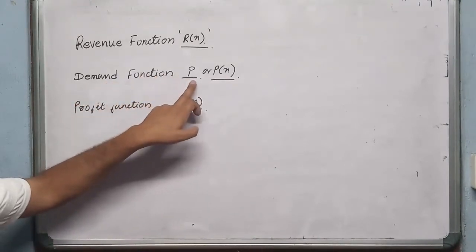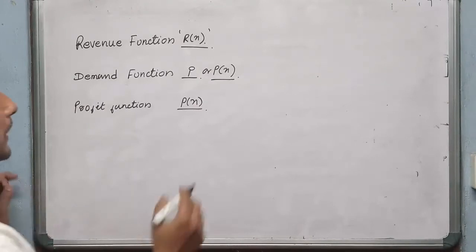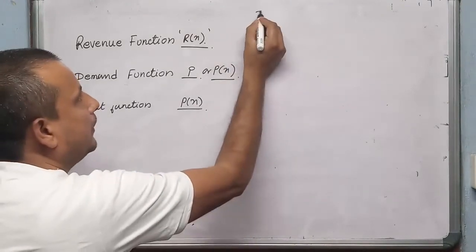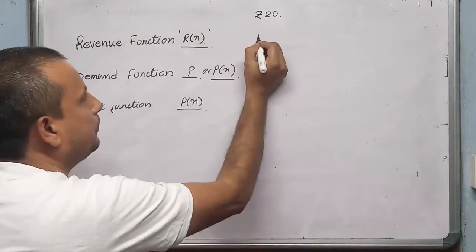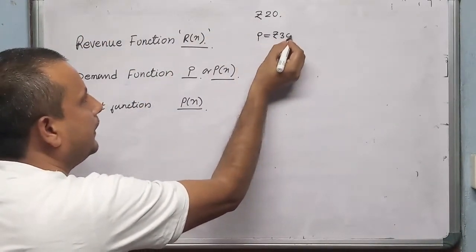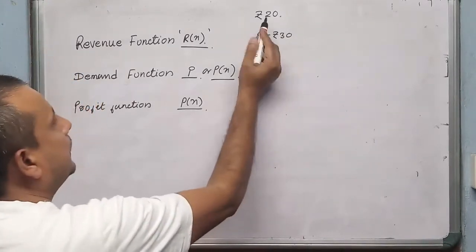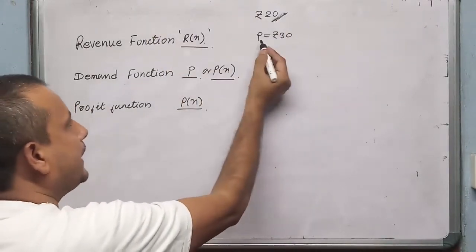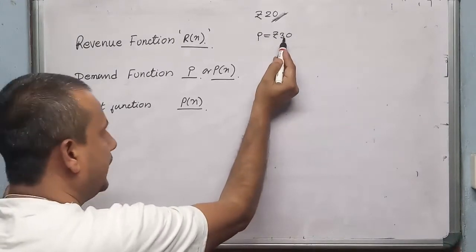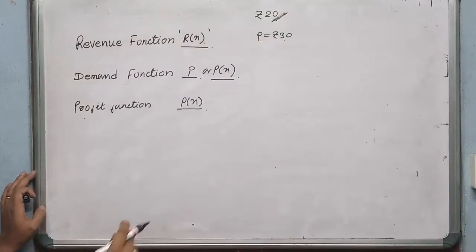The demand function is P, which means the selling price of the one product is demand. Let us suppose the cost of one marker was 20. If you sell this marker at rupees 30, that is demand, because you definitely want some profit. The cost of the marker was 20, and if we are selling one marker at rupees 30, that is the demand. And the profit function is represented by Px.